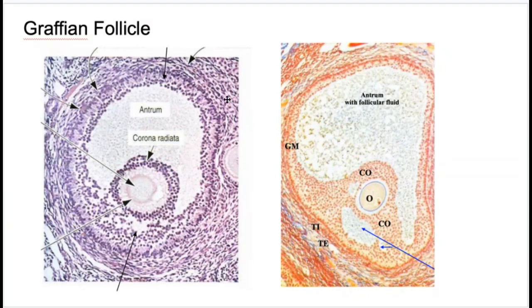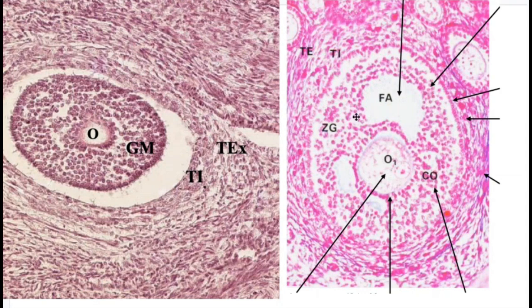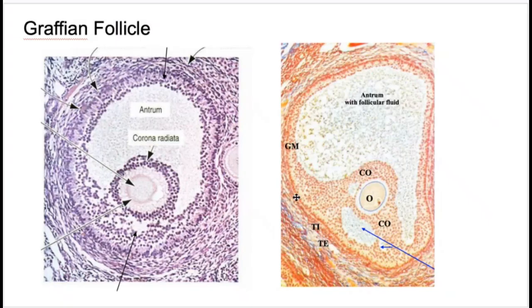I mean, look at the difference between this and this. What is the major thing that you guys notice? The major thing that you notice is that the antrum is no longer a small thing. It is now taking up the majority of the follicle. And this is basically a sign that we're almost there, okay? The egg is pretty much mature. It's ready to leave the follicle, to go through the oviduct, and then go to the uterus. In a Graafian follicle, you are going to see an antrum.